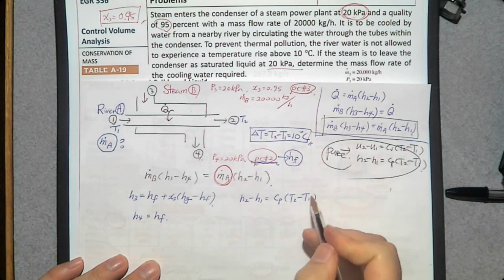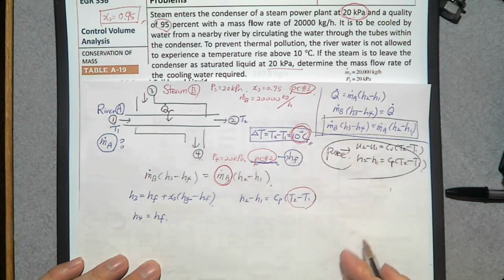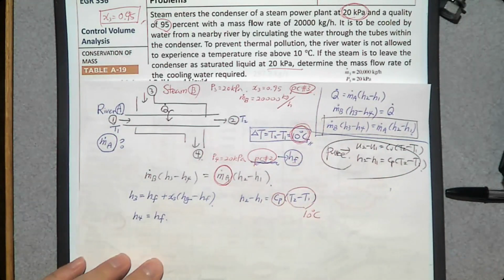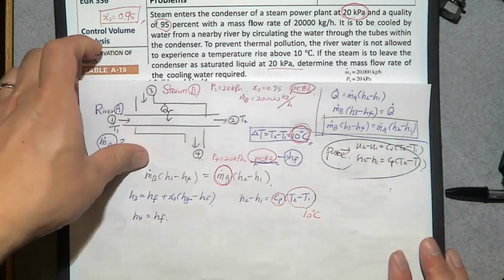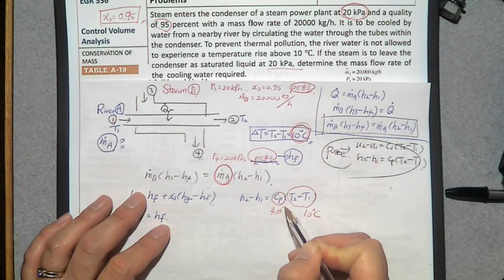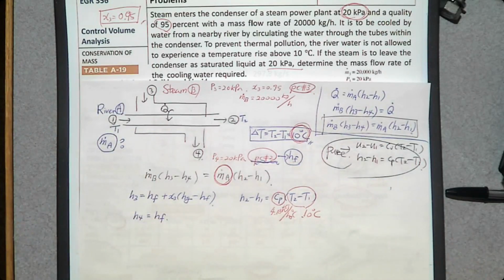Then what is T2 minus T1? The maximum temperature rise is 10 degrees Celsius. So this one is 10 degrees Celsius. What is the specific heat of water? We can find it. Approximately 4.18 kilojoule per kilogram degree Celsius, right? So the right-hand side is done. The left-hand side is done. Can you determine m dot a? Yes, you can.